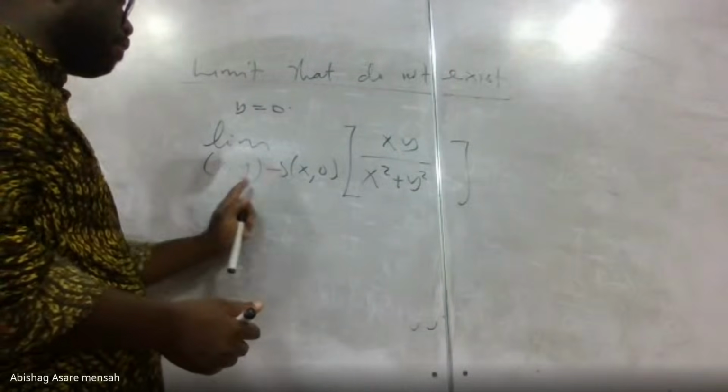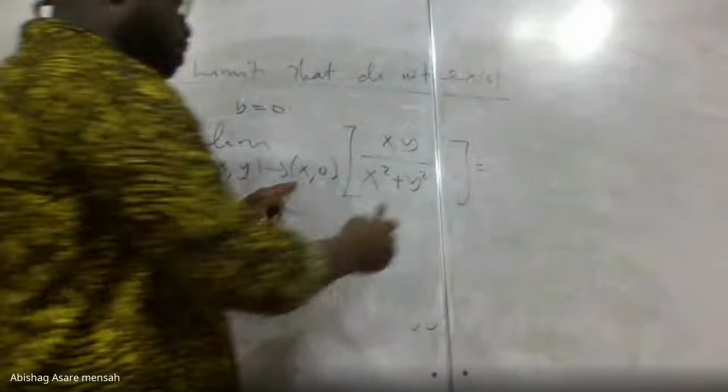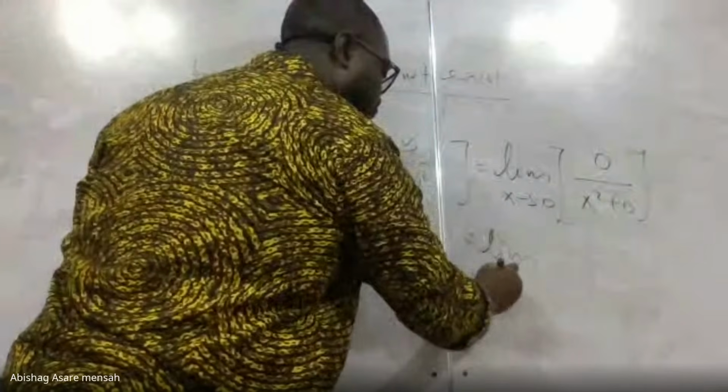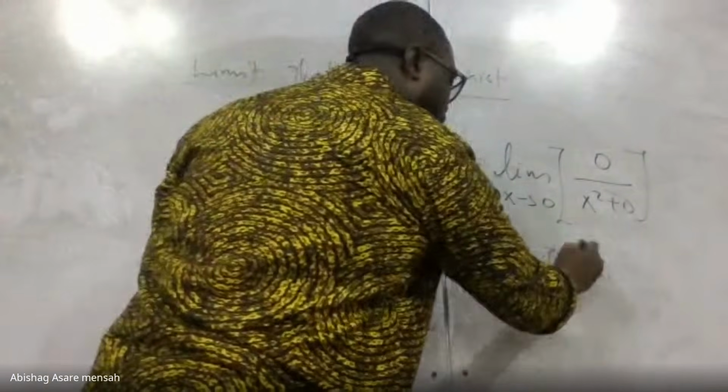Wherever you find y, we put 0 there. So I have this limit, and this one is 0 over x squared plus 0. So I'm now going to find the limit as x moves to 0. This one will also be 0, right? The answer is 0.